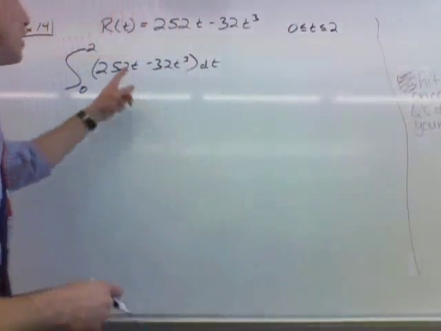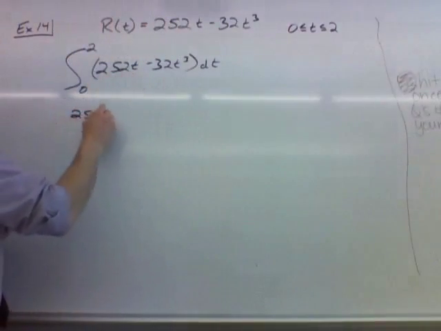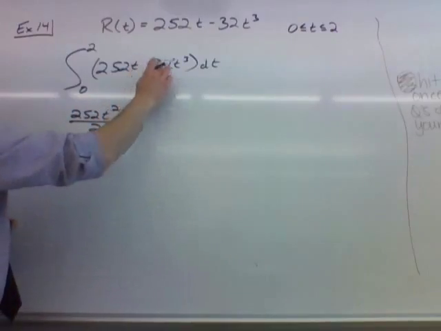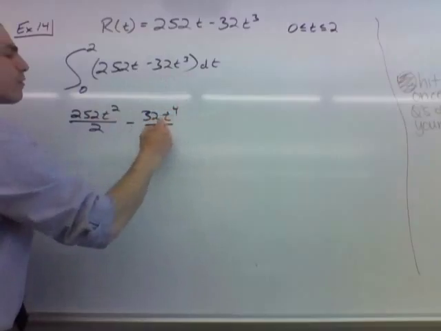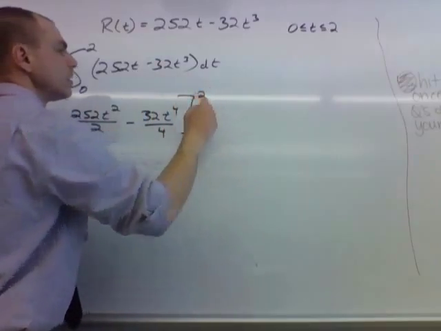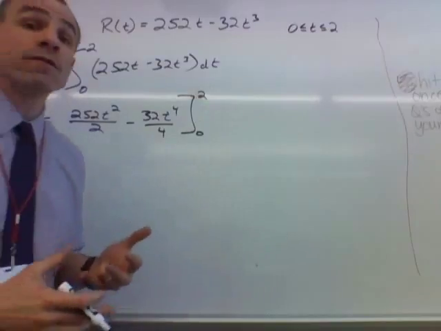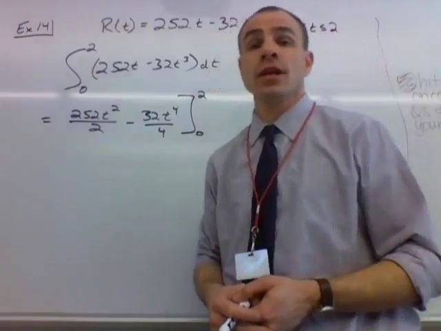So we know that this t right here is going to turn into t squared over 2. So we have 252 t squared over 2. And then minus the 32, and then this becomes t to the 4th over 4. And that's being evaluated from 0 to 2. All right, so we're just doing the fundamental theorem of calculus. We're just involving it with this total rate of change question.